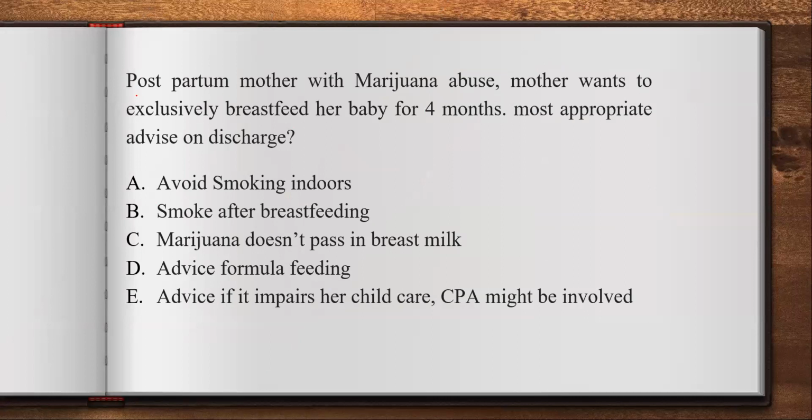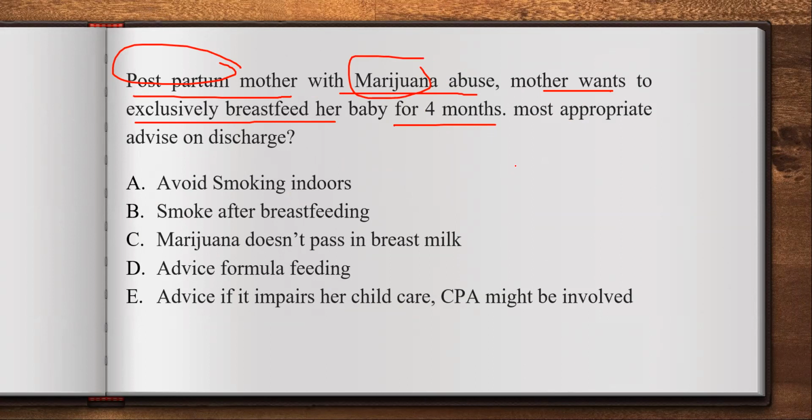Next, postpartum mother with marijuana abuse. So it's a postpartum mom with a marijuana abuse. Mother wants to exclusively breastfeed her baby for 4 months. What is the most appropriate advice on discharge? Now, the options are: avoid smoking indoors, smoke after breastfeeding, marijuana doesn't pass in breast milk, advise formula feeding, advise if it impairs her child care, child protective authority might be involved.